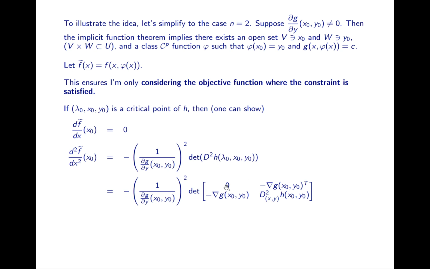And the Hessian of h is given by this matrix here. So that would be a 3 by 3 matrix, because g is a function of two variables. This is a 2 by 1 vector, 1 by 2. I'm sorry, this is a 1 by 2. This is a 2 by 1. And then, of course, this is a 2 by 2 matrix.